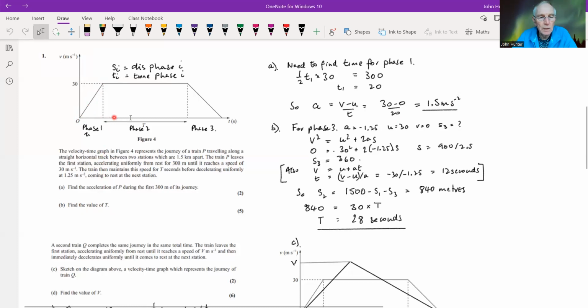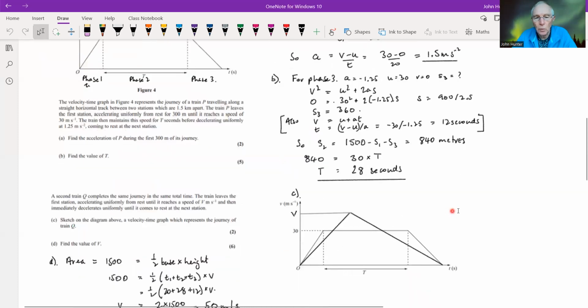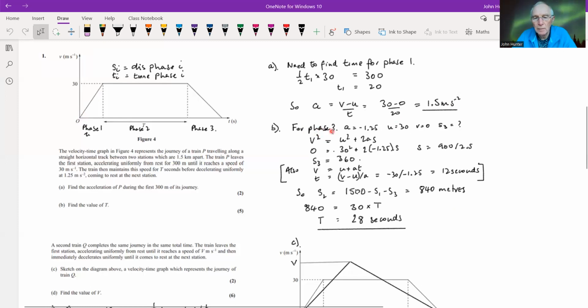Okay, so we need to know what this is. Let's just try and unpick what we need. We know that time. We know that distance. If we knew this distance, then we know that the total distance is 1500. So if we could work out this distance, take this and this away from 1500, we would get this distance. And then we know this area, and the area is equal to the base times the height. So that's going to give us that period there. So that sounds like a plan.